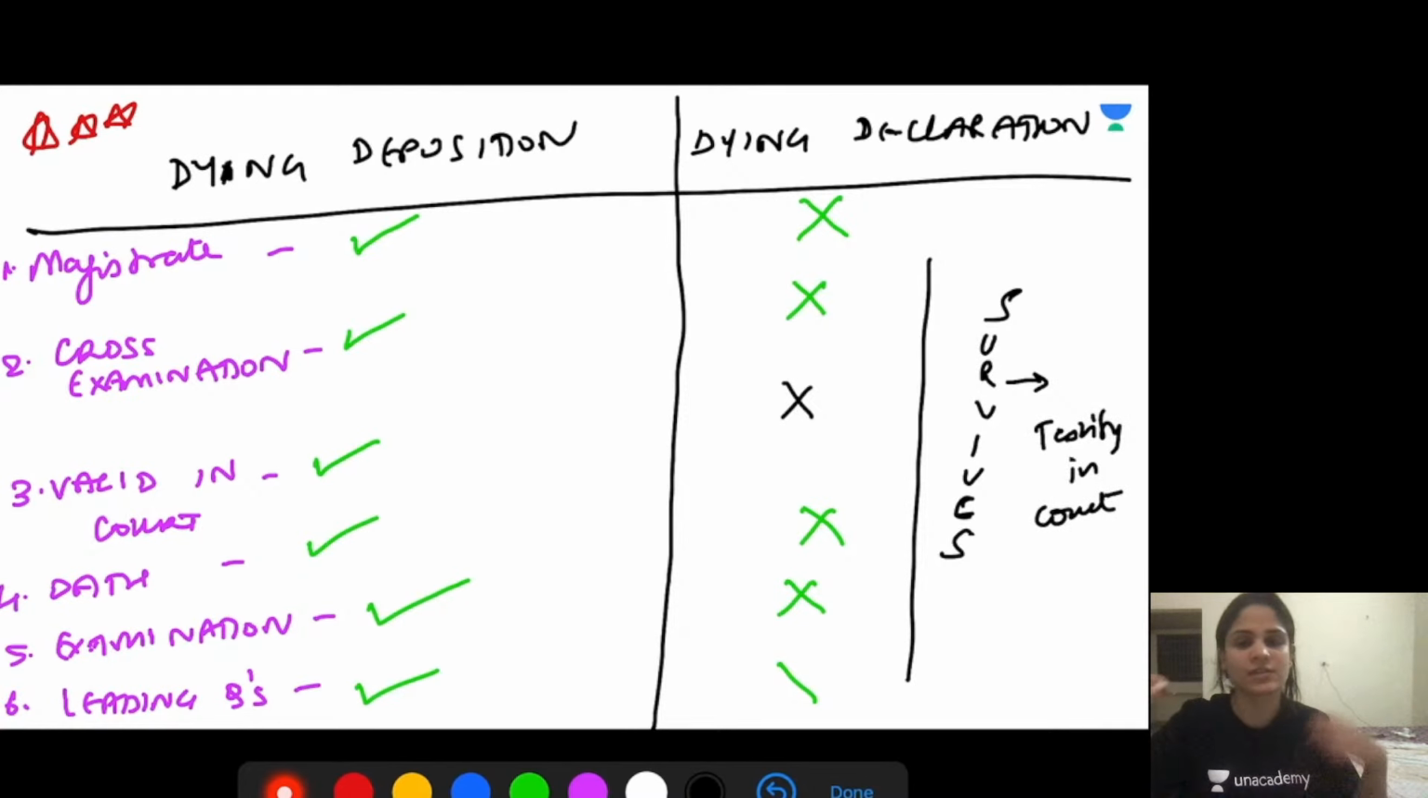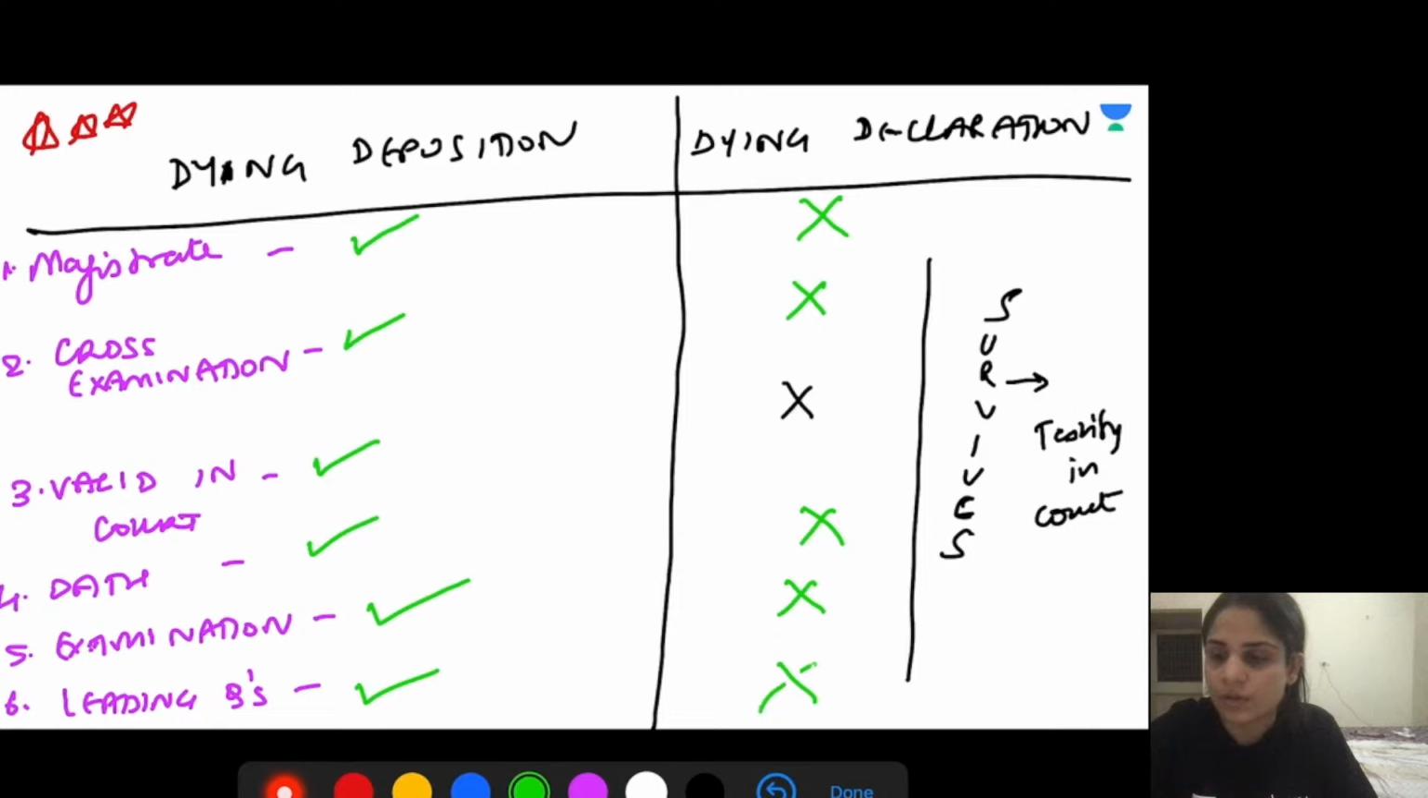How will you remember this? Just say, if you are going to die, you will just declare, okay, मैं मरने वाली हूँ and whatever has happened to me is because of this person. So you are simply just declaring that he is the criminal. Okay. Because there is not enough time. So that is your main difference between dying deposition and dying declaration.